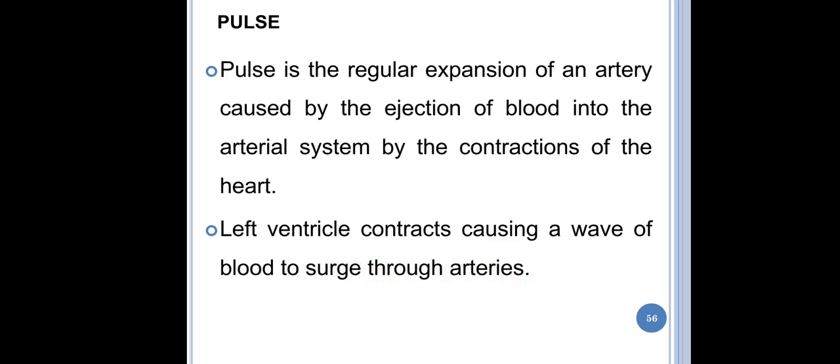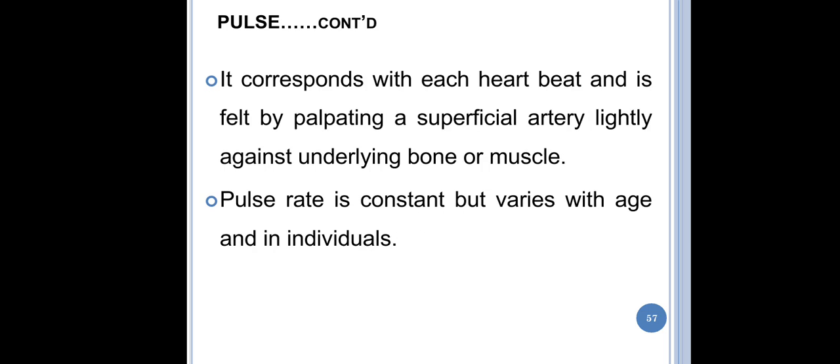The stronger the contractions of the heart, the higher the pulse specifically, because it's about the blood that is running into the arterial vessels. So it corresponds with each heartbeat, and it is felt by palpating a superficial artery lightly against underlying bone or muscle. Pulse rate is constant but varies with age and in the individual.